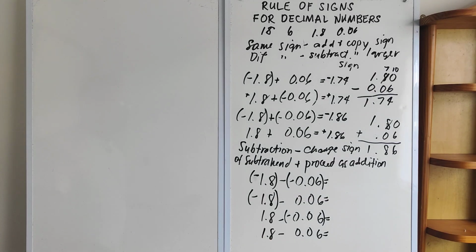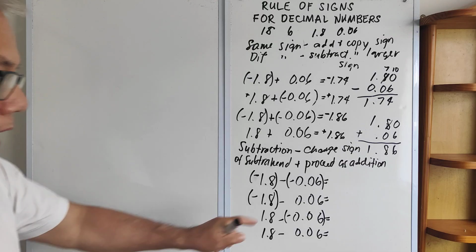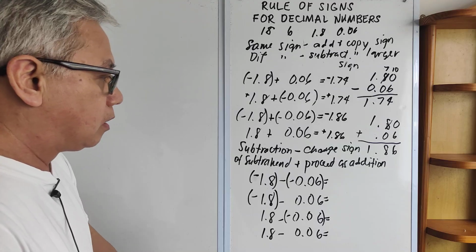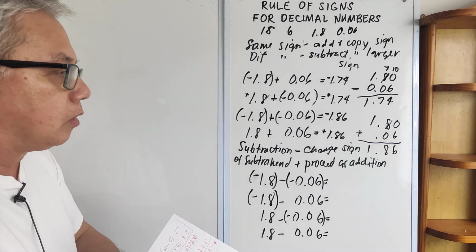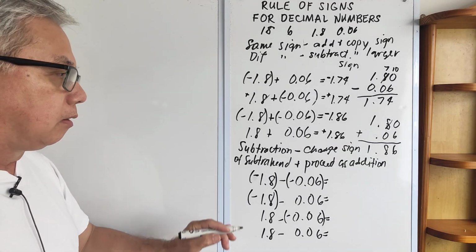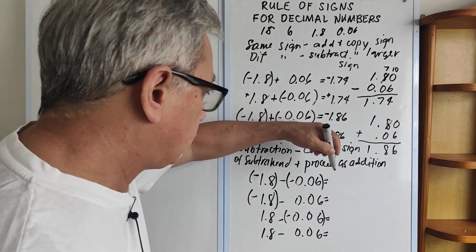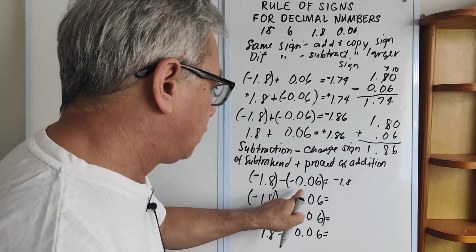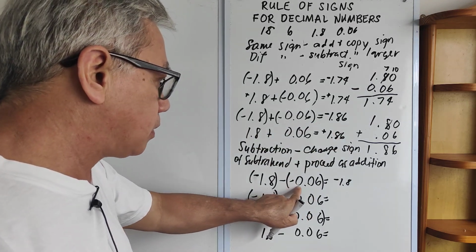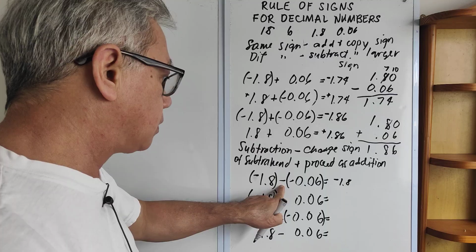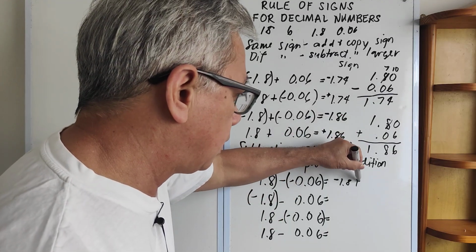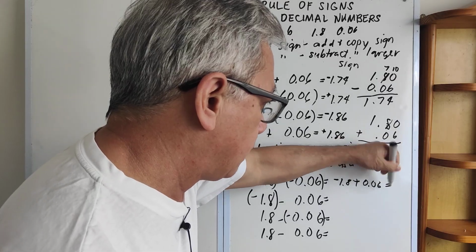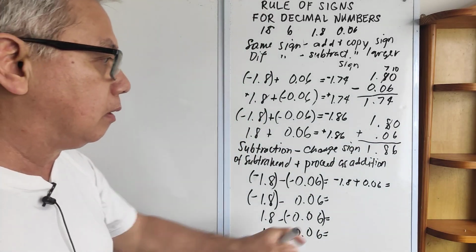So the first step is we need to change the sign of the subtrahend, the second number, and then make this into addition. So we need to rewrite. You should not do a shortcut. We have to rewrite. So if we rewrite this one, it becomes negative 1.8. This negative 0.06 becomes positive, and then we proceed as addition. So this becomes plus 0.06. This is now addition.